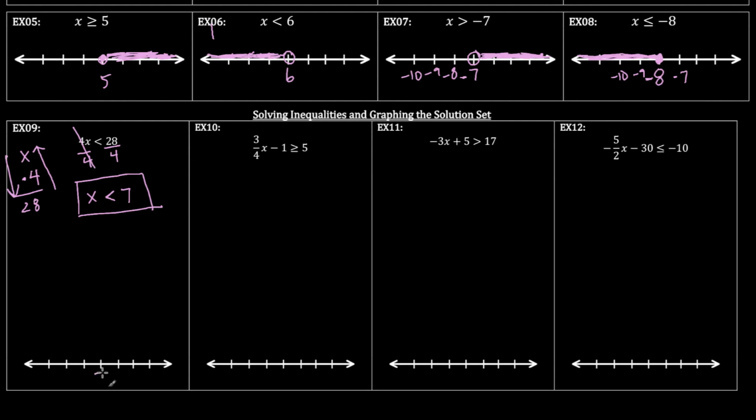So I go to my number line, 7. I put an 8 and a 6 to show that I know what I'm doing. And I put, can x be 7? No.